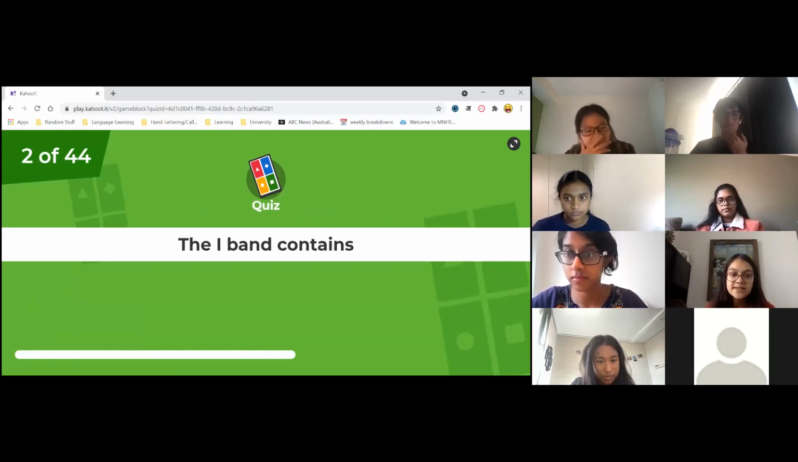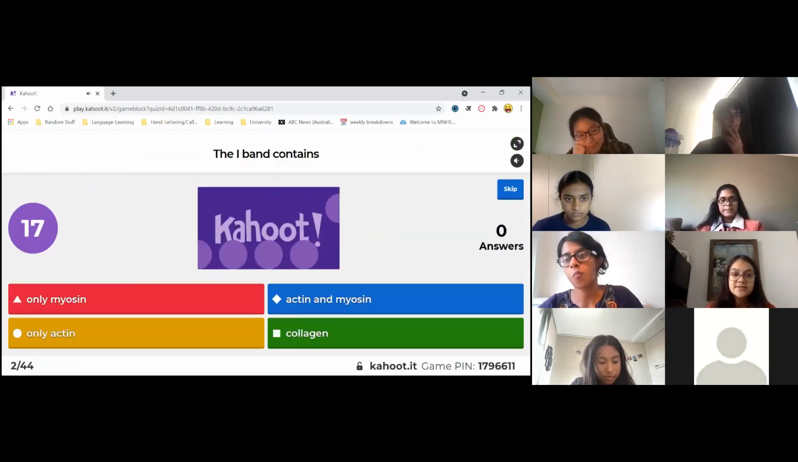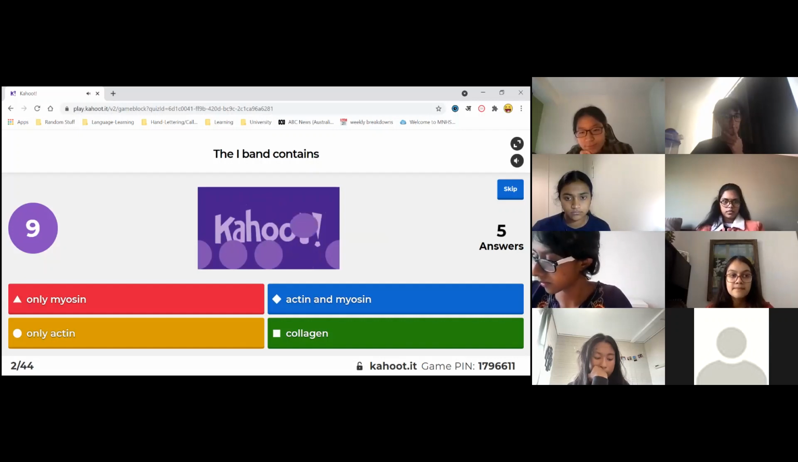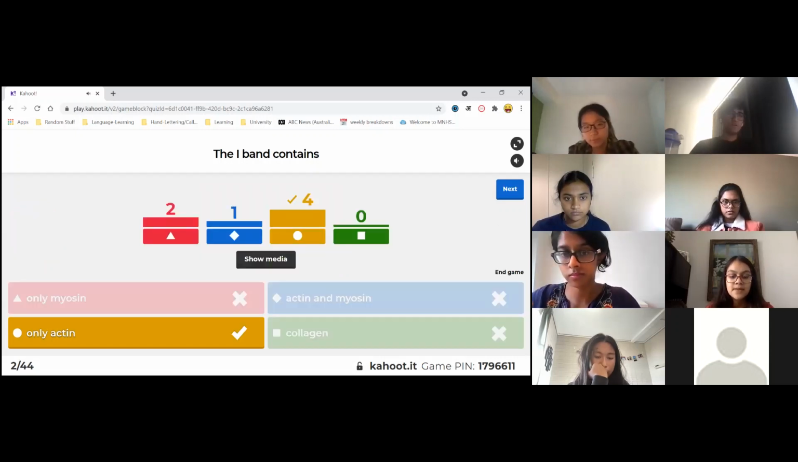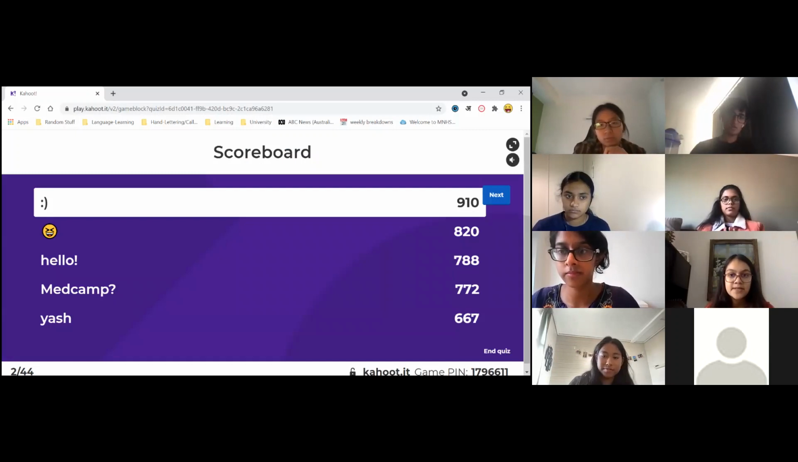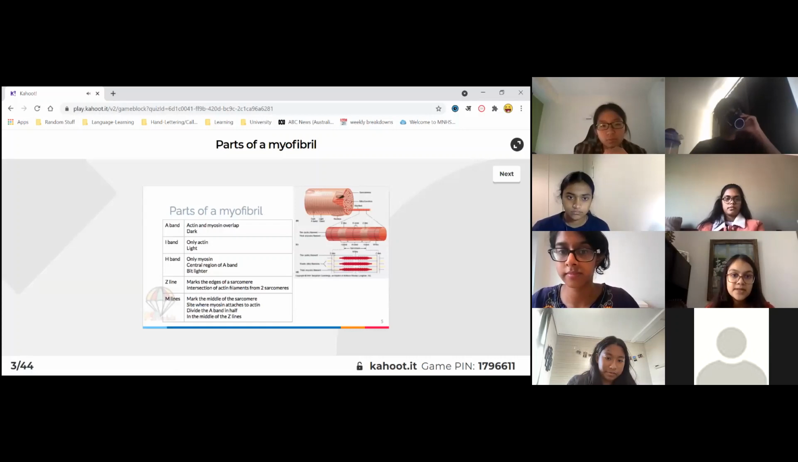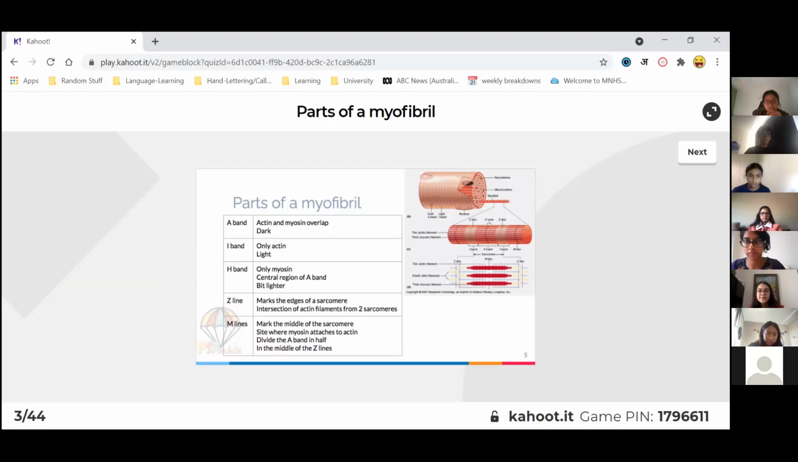So the I band contains... so the I band has only actin in it. So this is just the parts of a myofibril. It's one of our slides from this week's PowerPoint.